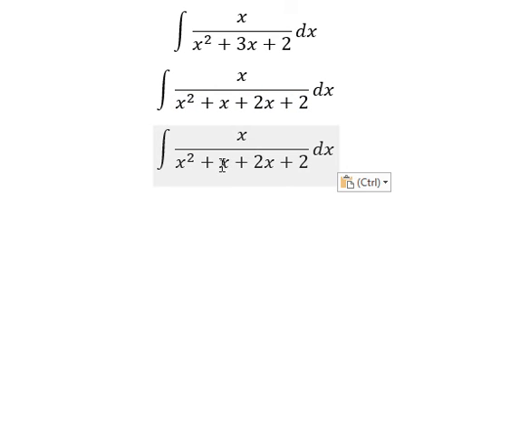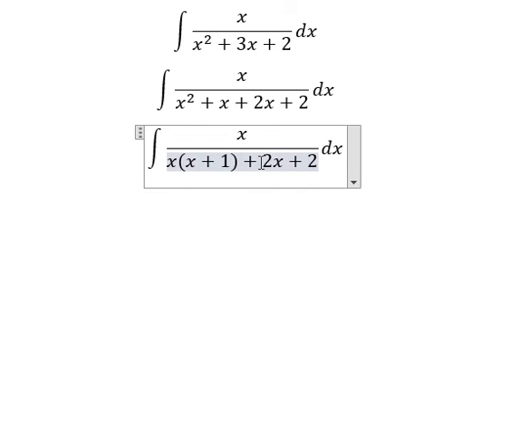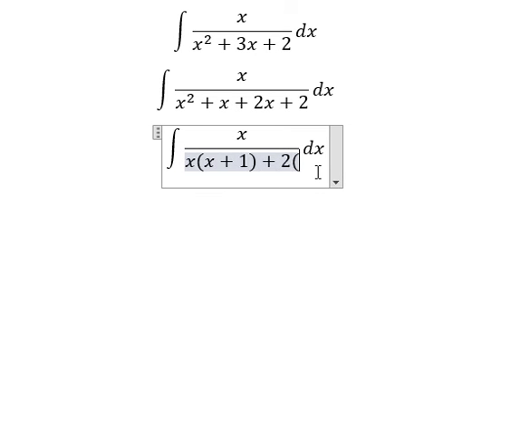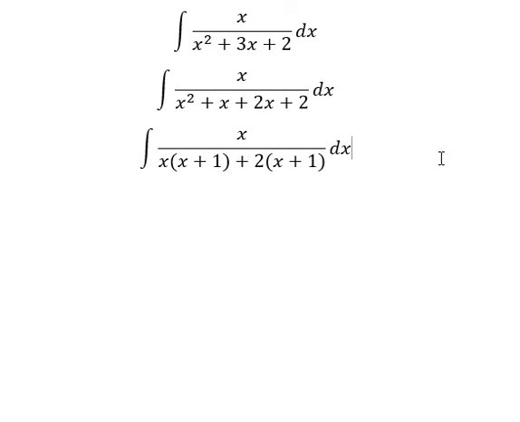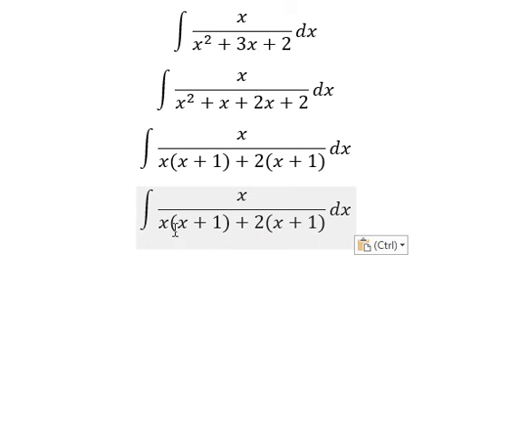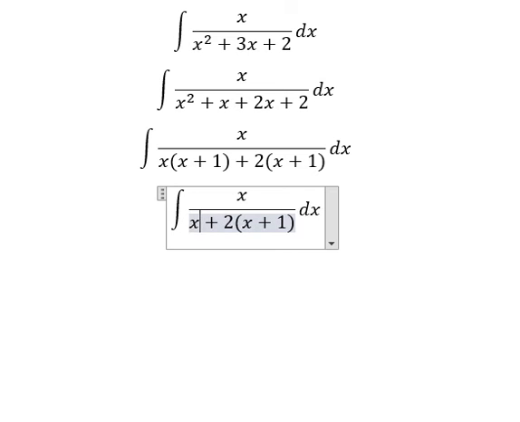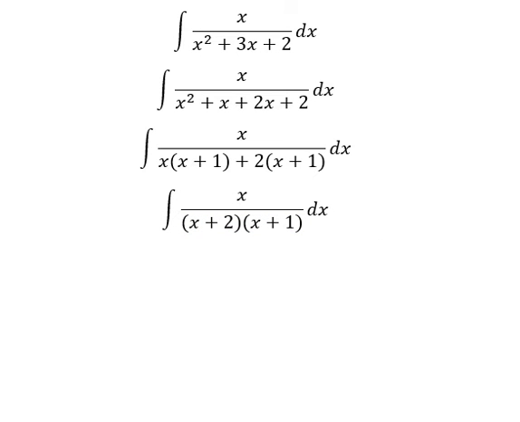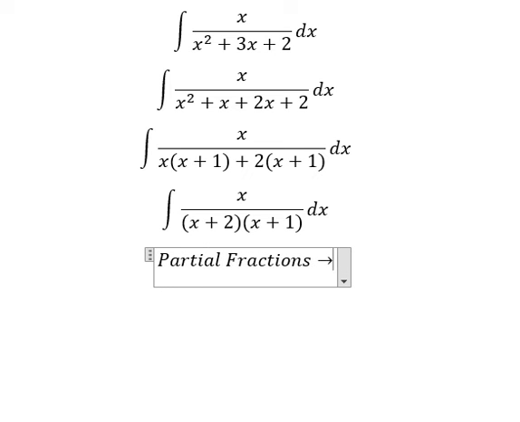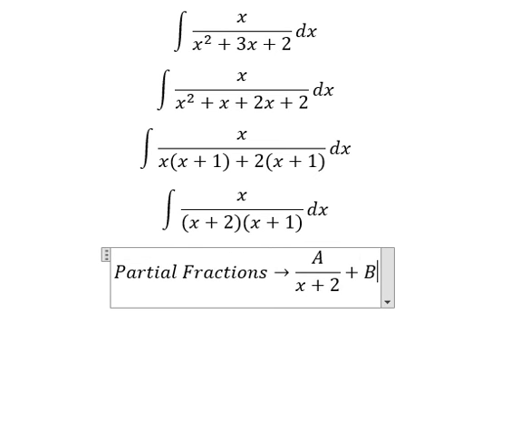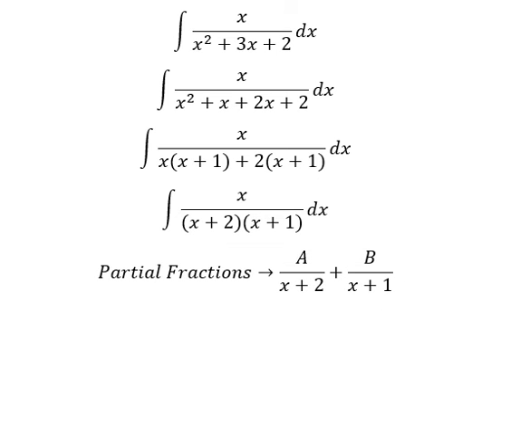Next we can do factorization by s, this one by number 2. So we can do another factorization by s plus number 1. Next, we can use partial fractions. So I will put A over s plus number 2, B over s plus number 1.